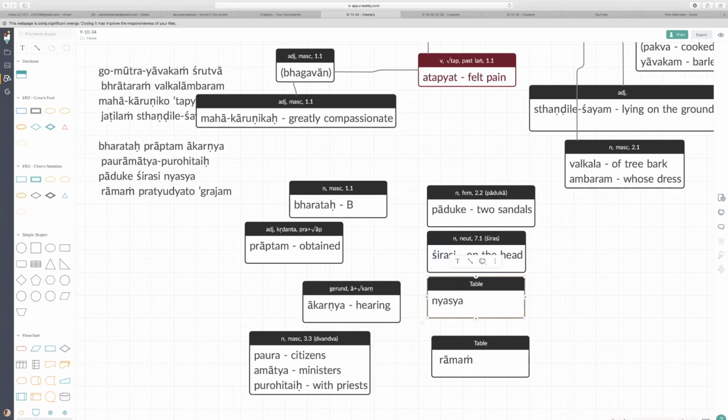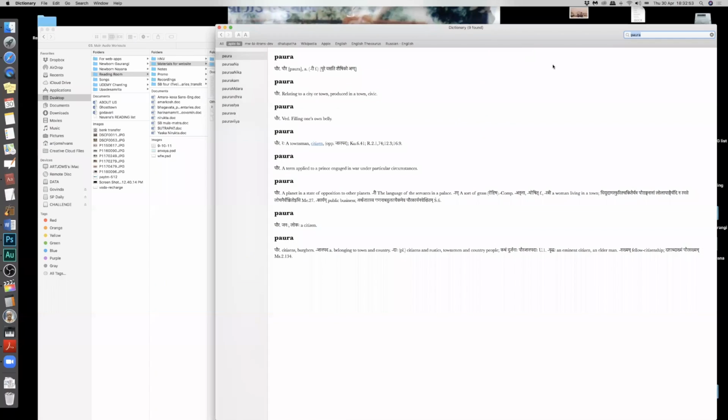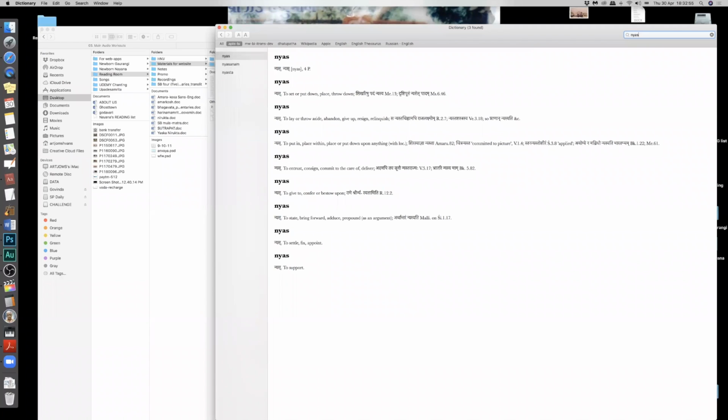Nyasya. Again, a gerund. Yes, we're seeing that ya at the end, and therefore we must suspect a verb. Suppose I don't know the verb. I look at the word, I see that ya. I know that gerunds often end in ya if the verb has a prefix. So let me look up nyas in the dictionary, and here I have nyas, it's a verb.